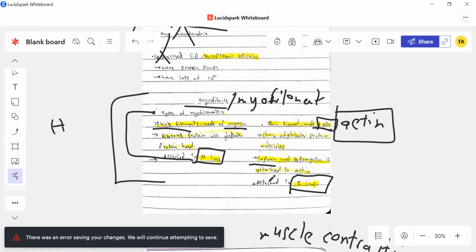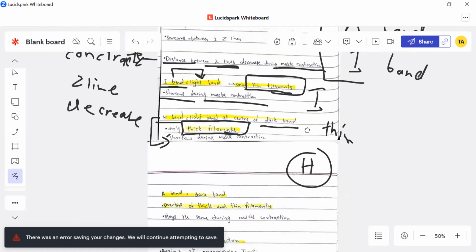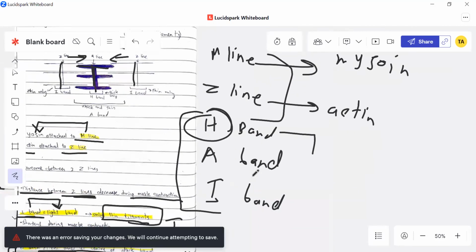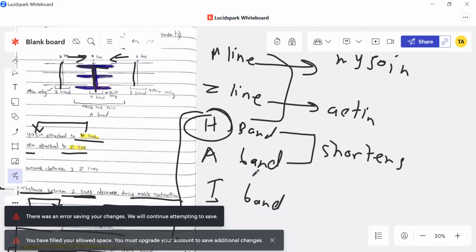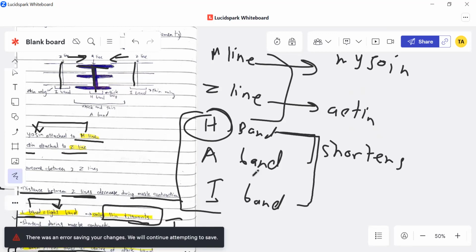And the H band, I told you, is made up of thick filaments only. So the H band contains myosin. And remember, H is a fat or thick letter. And because of that, the H band is made up of thick filaments only. And the H band also shortens during muscle contraction. So the H band shortens during muscle contraction. Sorry, not the A band, my bad. The H band and the I band, these two bands shorten during muscle contraction.